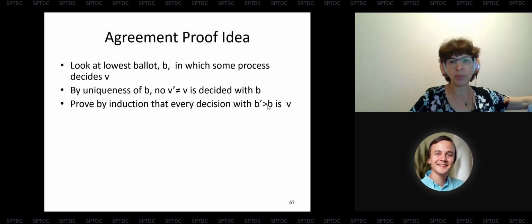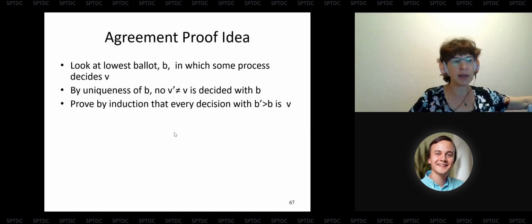But then we look at the first ballot bigger than B where there could be a decision. By complete induction, we know that in all earlier ballots, there was no decision different than V. So in all ballots smaller than B prime, there was no decision different than V. This is what we know inductively.